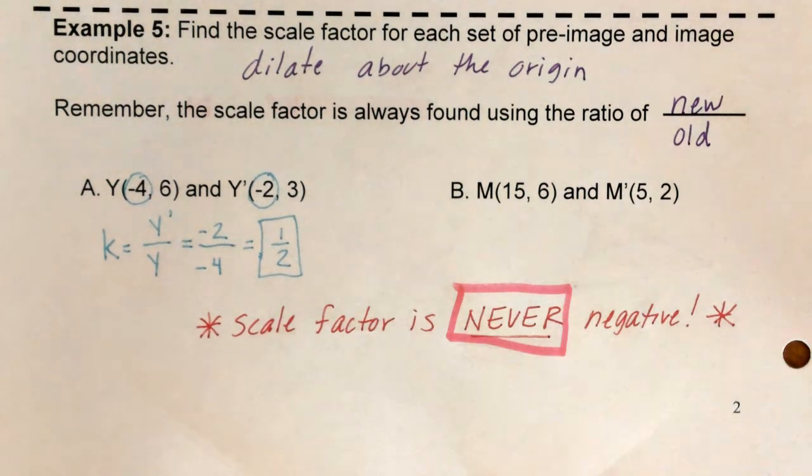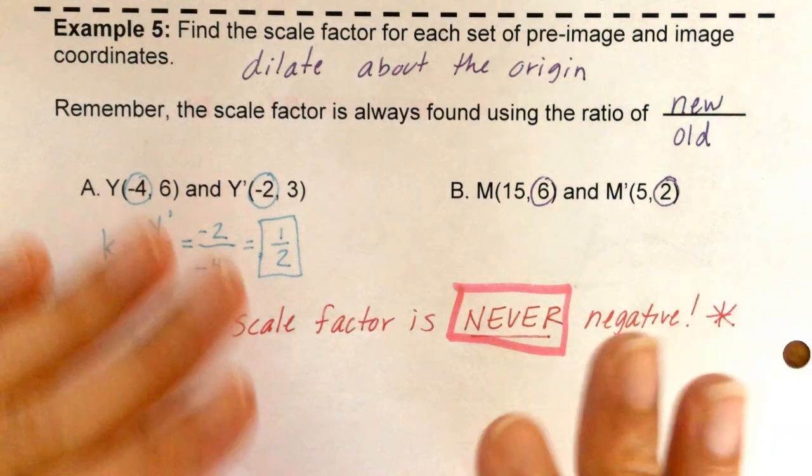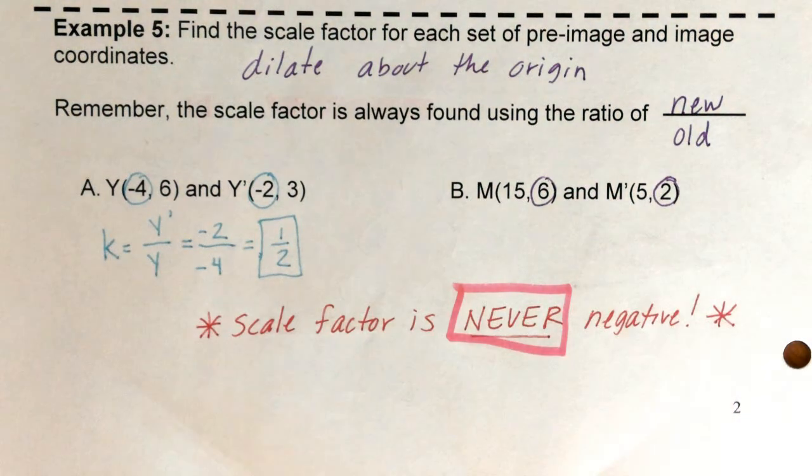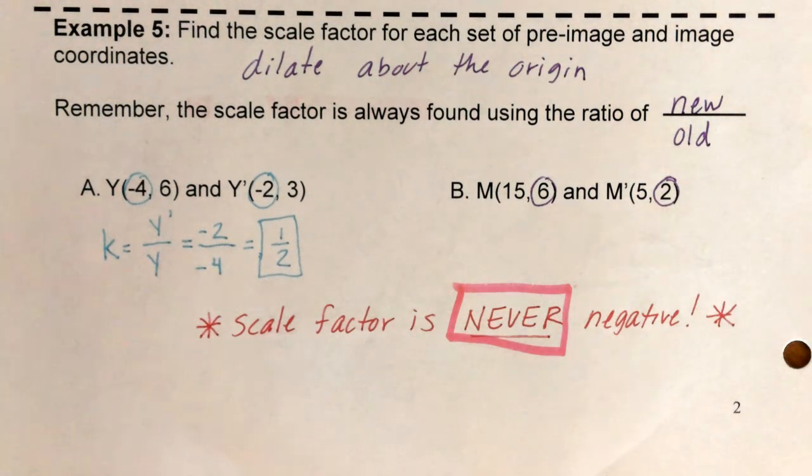For B, I'm going to take M and M prime. I'm going to go ahead and use the smaller two numbers, the 6 and the 2, my y coordinates. I also want to use the y coordinates so you have an example so you can see it doesn't matter if you use the x's or the y's. You just have to stay consistent. Can't say x from one and y from the other. Cannot do that. All right?